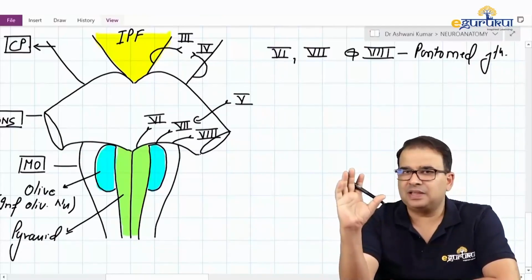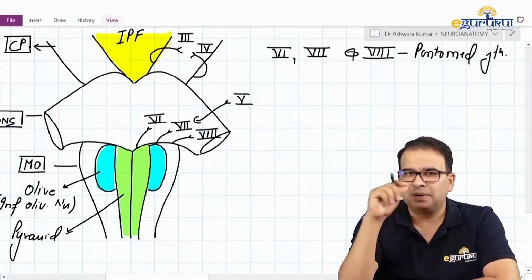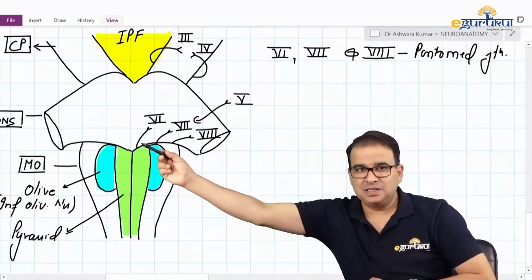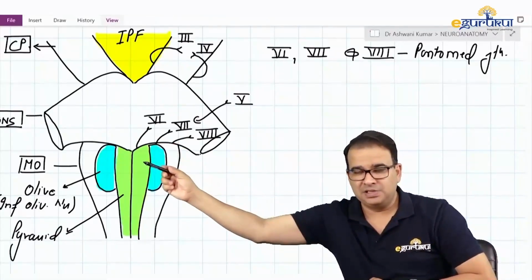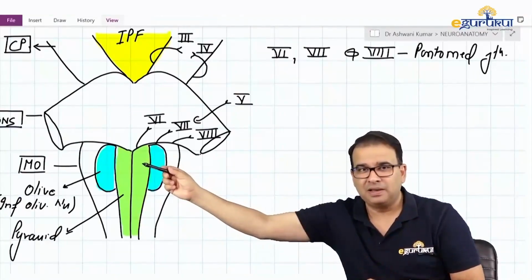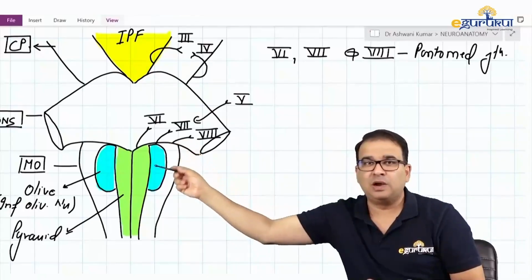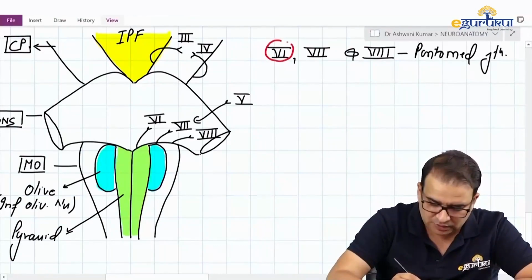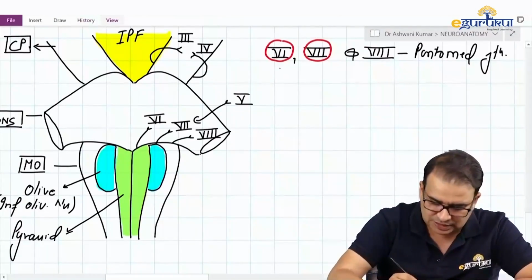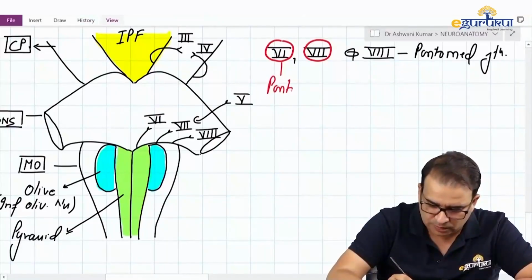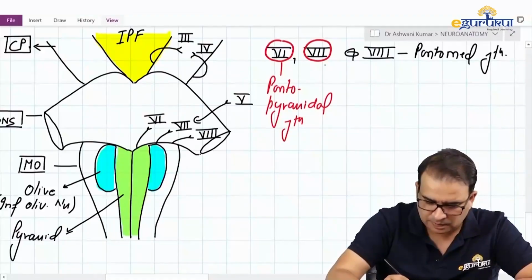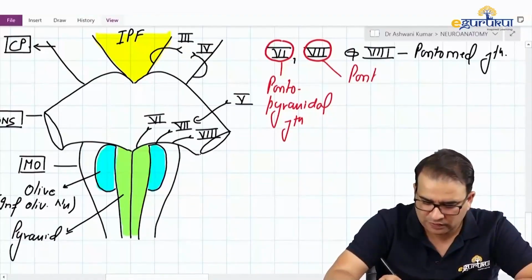Now yes, we can say 6th, 7th, and 8th nerve are coming out from pontomedullary junction. But this question can be more precise, that where exactly from pontomedullary junction. The 6th nerve is emerging from the ponto-pyramidal junction. If you talk about which part of medulla, pyramidal part. And 7th nerve is coming from ponto-olivary junction. So make sure you also note that the 6th nerve emerges from ponto-pyramidal junction, and 7th nerve from ponto-olivary.